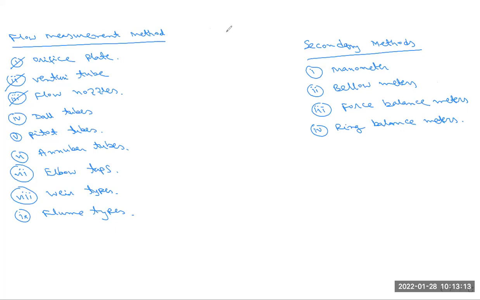Yes, sir. Any doubt or any questions, please ask me. One another important method is the area type of flow measurement. It is the rotameter. Okay, this is the rotameter. Another name is the variable area flow meter.